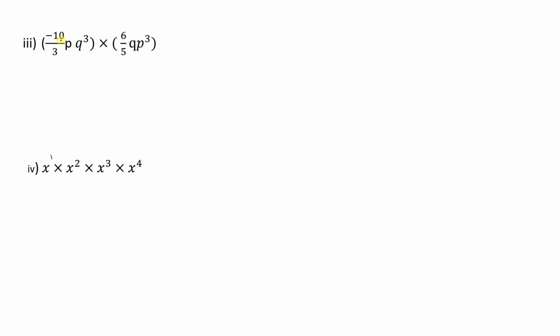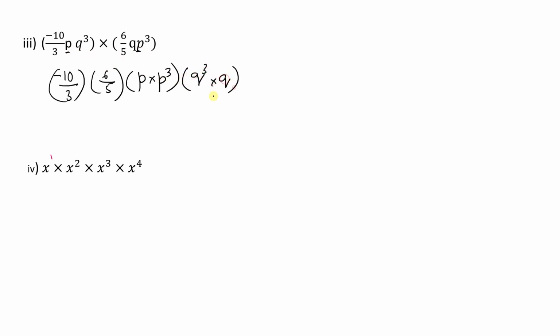Next, third sum, minus 10 by 3 p into q cube into 6 by 5 q p cube q. In the textbook, it is given as p cube q. It doesn't matter. They are one and the same. Now, minus 10 by 3 into 6 by 5 into p into p cube, q cube into q. So I have multiplied their coefficients and the same variables.